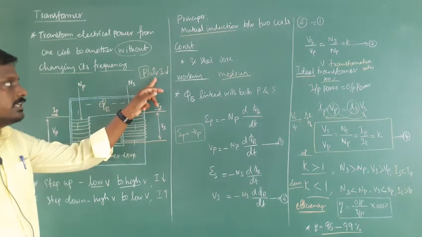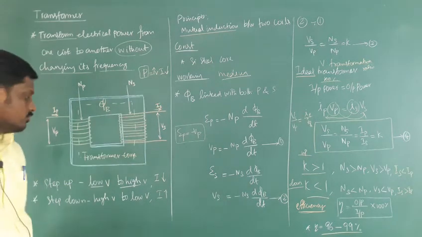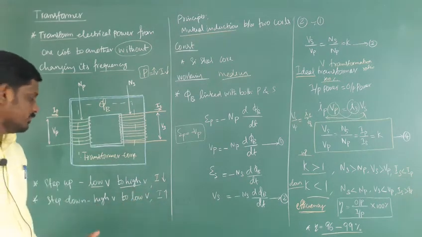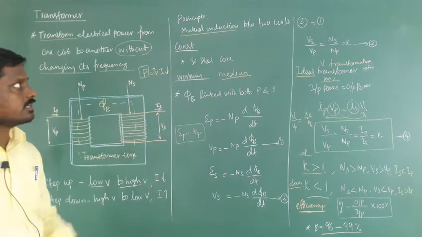If voltage is increased, to maintain the power constant, current should be reduced. So when low voltage is converted to high voltage, current should be reduced. Then when high voltage is converted to low voltage, current should be increased to maintain the power as constant.